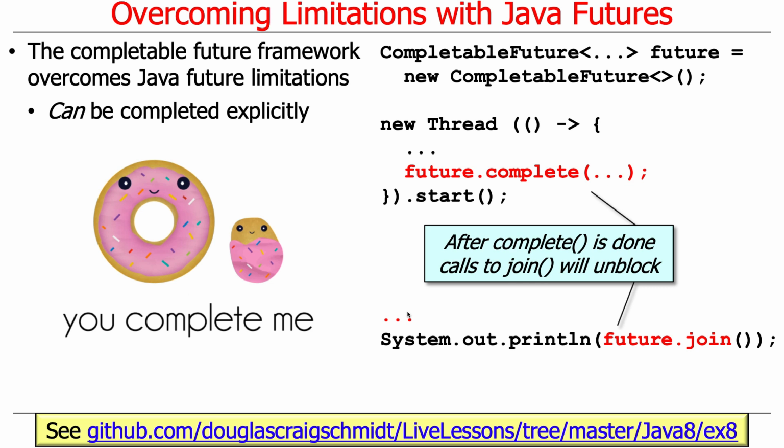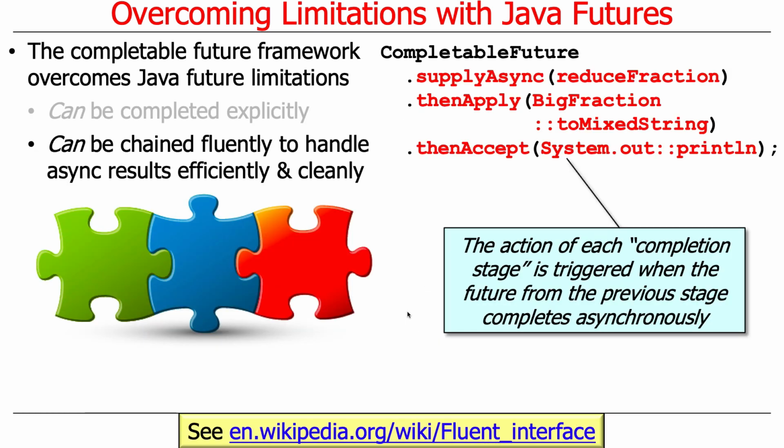So you say to the future, you are now done. That will update the future's result, and anybody who was waiting for the future to complete can now return and finish. We'll talk later about what complete does, and what join does. But join is essentially a runtime exception-based version of the get method we saw before that doesn't do checked exception handling, so you can use it a little cleaner. So that's one example: you can complete futures that are already running.